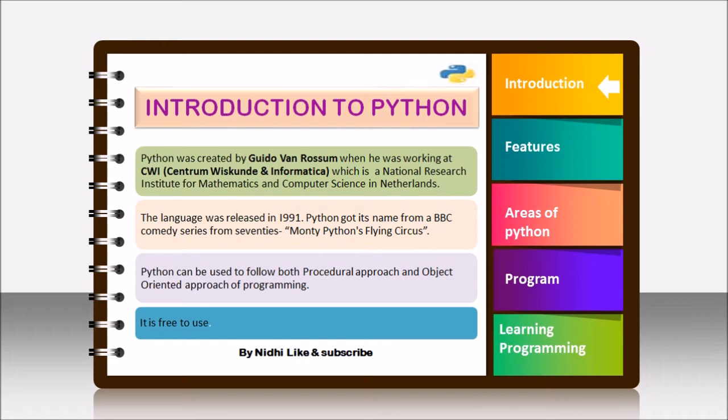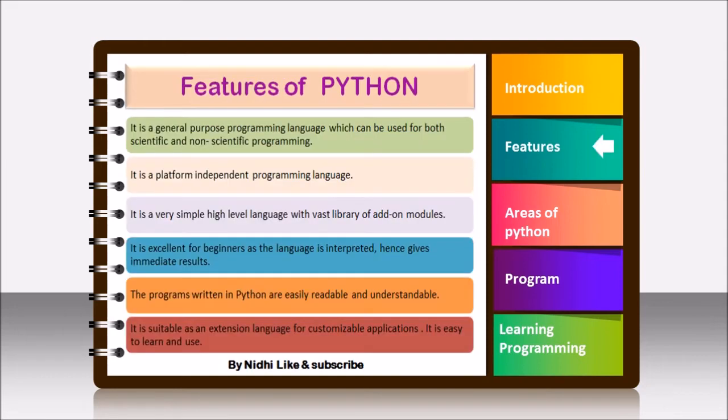Okay, so let's discuss the features of Python. As it is a general purpose programming language, it can be used for scientific and non-scientific programming. Scientific programming includes things like AI, robotics, and IoT, and non-scientific means for general purpose applications we can write programs in Python. It is a platform independent programming language. Platform independent means it doesn't depend on the machine or type of operating system. It is able to work on any type of operating system or platform.